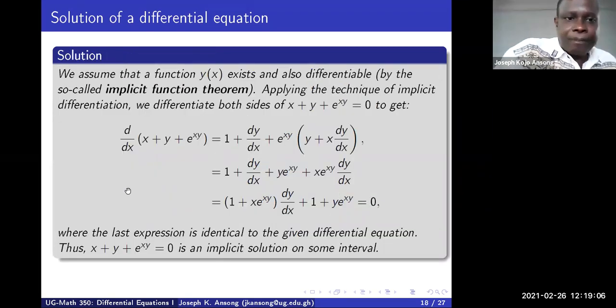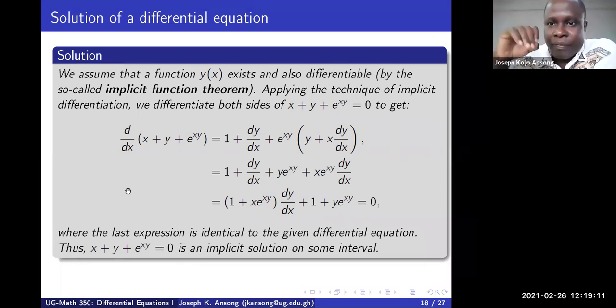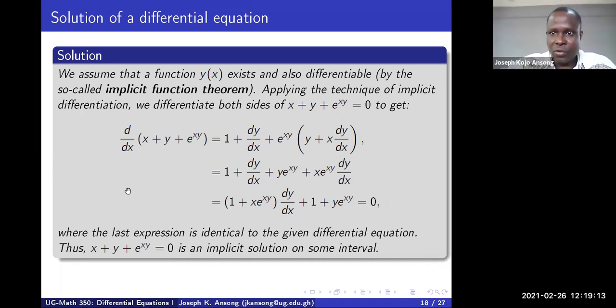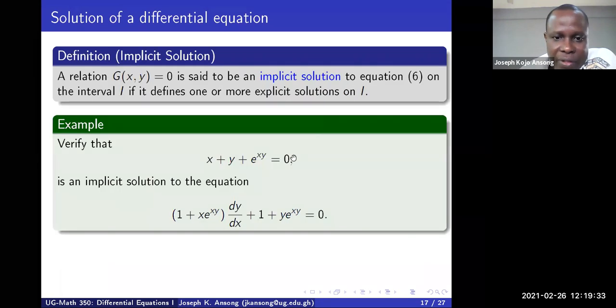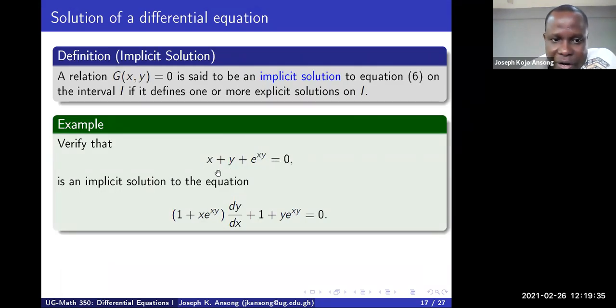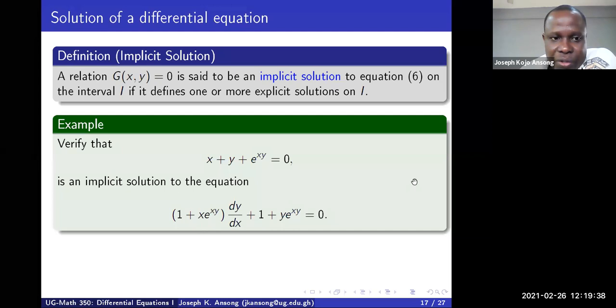First of all, we have to assume, of course, that a solution exists. And we are confident that a solution exists based on a theorem called the implicit function theorem, which we're not going to tackle or talk about here. But you can assume that a solution exists and then go ahead to show that this thing here satisfies the equation. We'll verify that this is a solution to this differential equation.